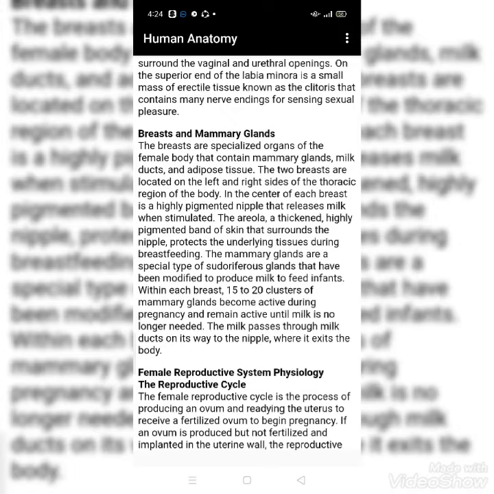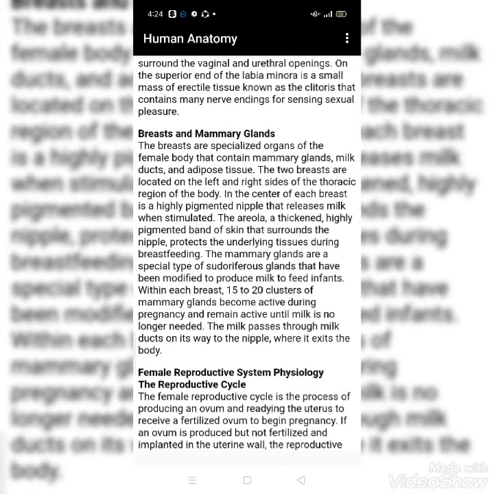The two breasts are located on the left and the right side of the thoracic region of the body. In the center of each breast is a highly pigmented nipple that releases milk when stimulated. The areola is a thickened, highly pigmented band of skin that surrounds the nipple and protects the underlying tissue.